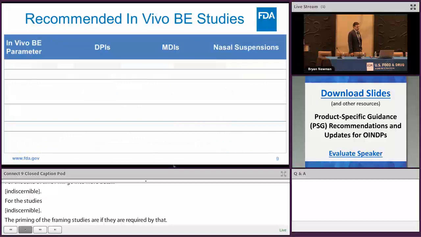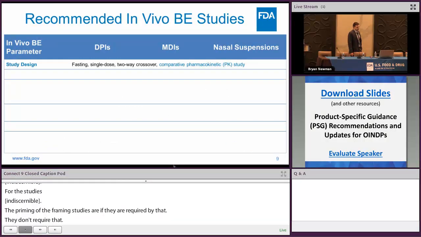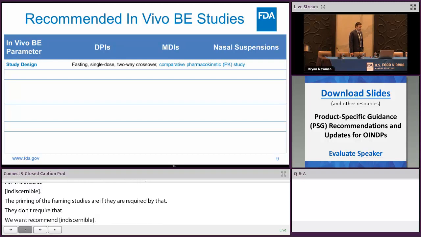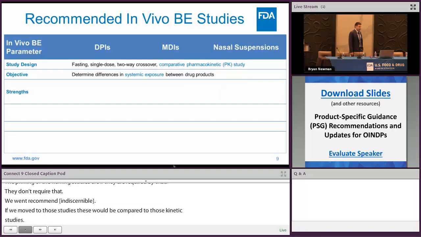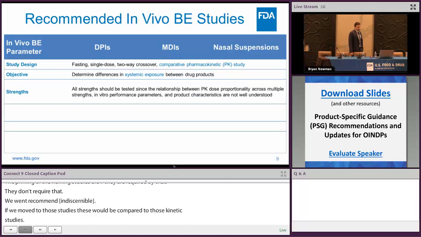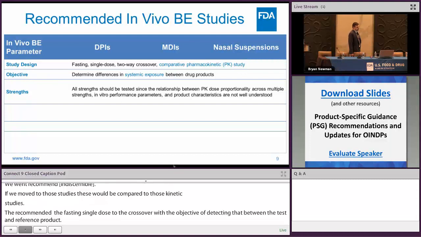Now, if we move to the first set of in vivo studies, these would be the comparative pharmacokinetic studies. So for study design, we recommend a fasting single-dose two-way crossover with the objective of determining the difference in systemic exposure between the test and reference product. For these studies, we recommend all strengths be tested since the relationship between PK dose proportionality across these strengths, as well as in vitro performance and product characteristics, is not well understood.